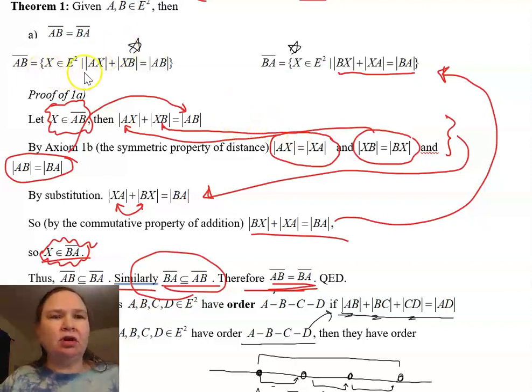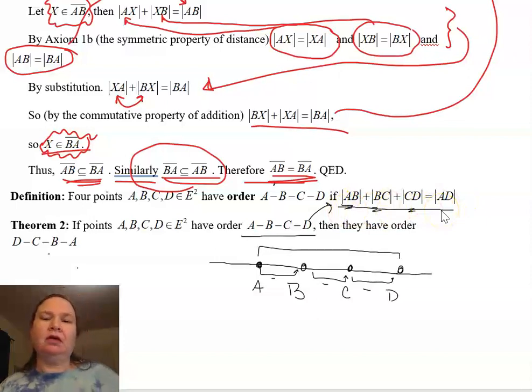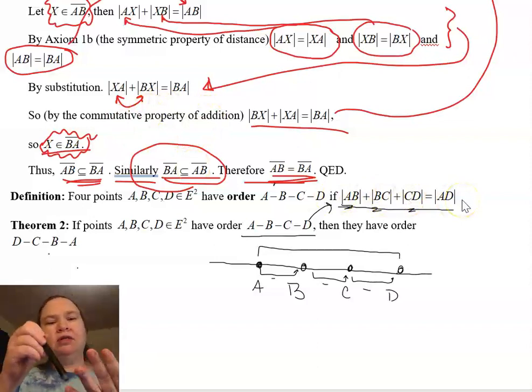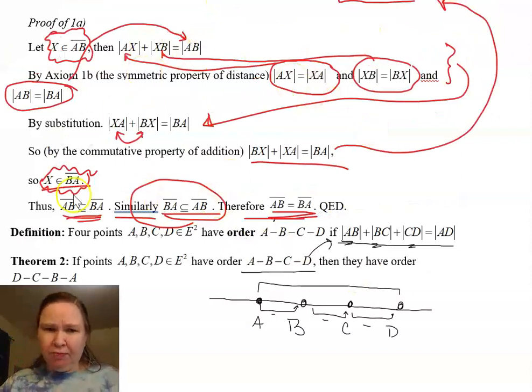And then you're going to start off with 4 points that are in an order A, B, C, D, which means this equation is true. And you're going to use things like the symmetric property of distance and maybe the commutative property of addition, and you're going to take this equation and turn it into the equation for going D, C, B, A. All right, and it's going to be short and it's going to be very algebraic, and this is going to be a very similar process to this one.